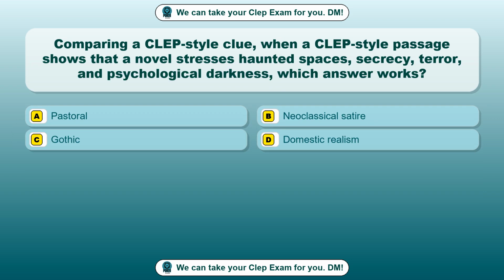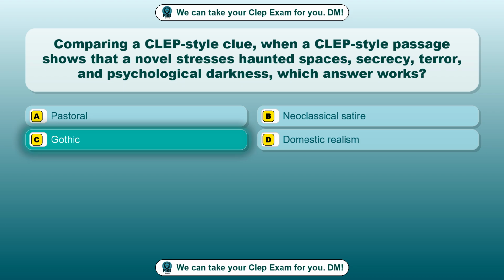Question 91. Comparing a CLEP-style clue, when a CLEP-style passage shows that a novel stresses haunted spaces, secrecy, terror, and psychological darkness, which answer works? Option A, pastoral. Option B, neoclassical satire. Option C, Gothic. Option D, domestic realism. The correct answer is option C, Gothic.